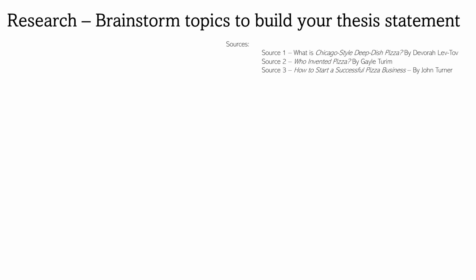All right, so in this research step, the first thing I need to consider are my sources. So before I start to build my subtopic map, I'm going to go in and read all 3 sources. I want to think about what kind of stuff is in there, what information is there. So for this one, I'm writing about pizza. First, I read source 1, which was all about Chicago-style deep dish pizza.